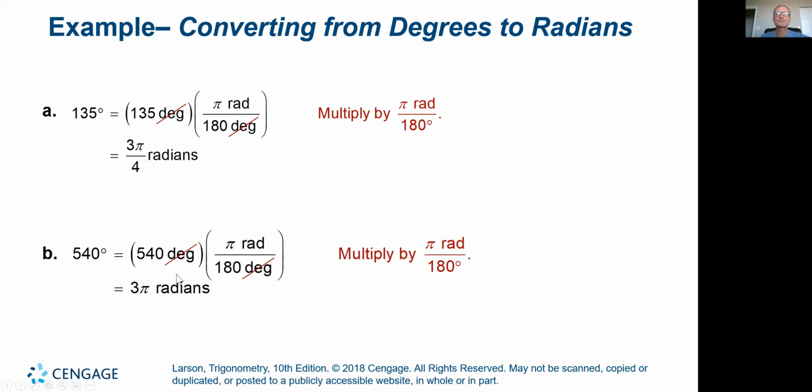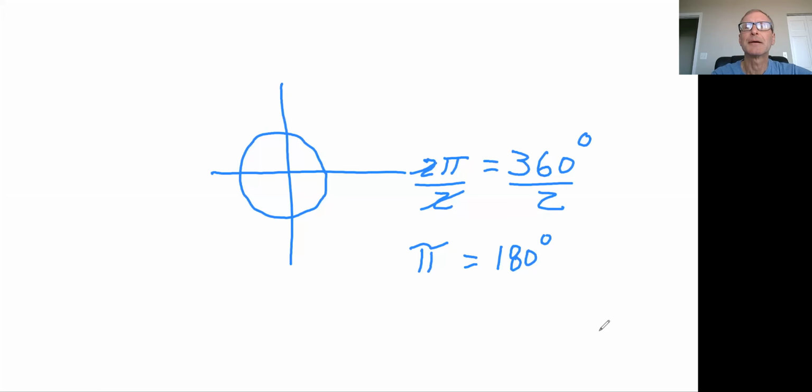And so let me show you a couple of these on the whiteboard. I think that would be better. Okay. So say like we had the question that you're given 135 degrees, and this is typically the idea, and you want to convert it into radians.